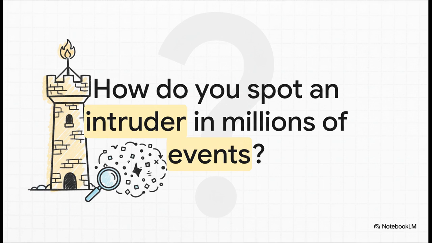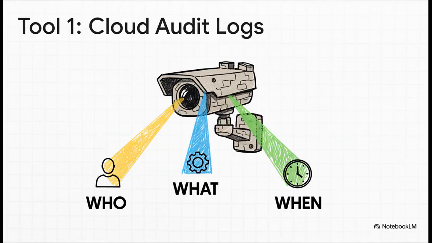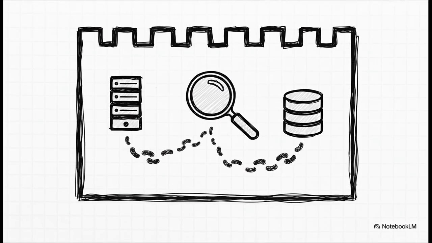How do you actually spot an intruder trying to pick a lock or scale a wall when there's so much normal activity going on? Well, your first tool is Cloud Audit Logs. Just think of these as your security camera tapes. They record every single significant action, and they answer those fundamental questions for any investigation. Who did what, and when did they do it? Absolutely essential.